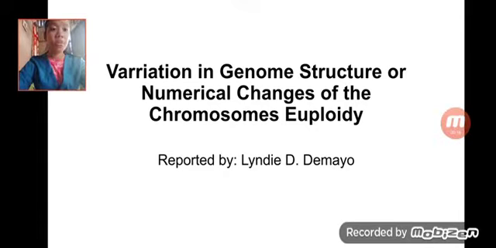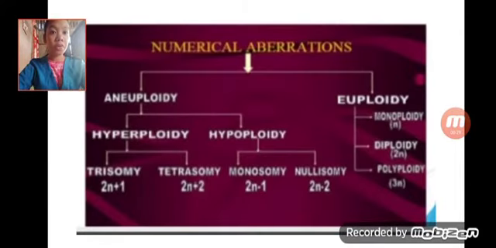The organisms are usually diploid. They possess two sets of chromosomes. Variation in the normal diploid chromosome number is termed ploidy. So there are two types of numerical aberrations.